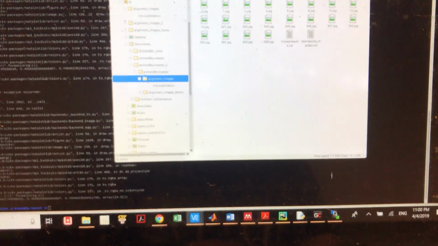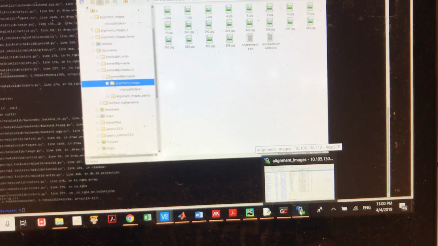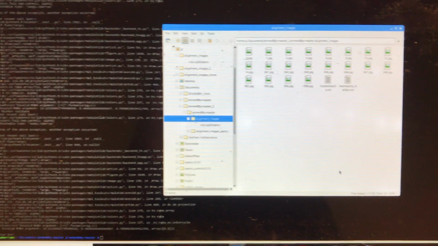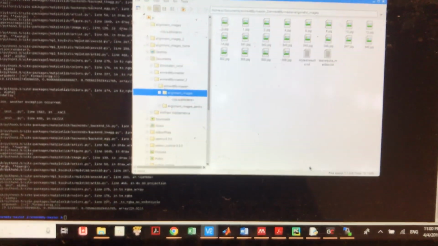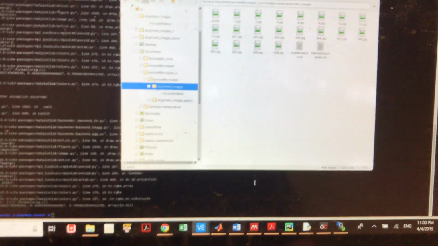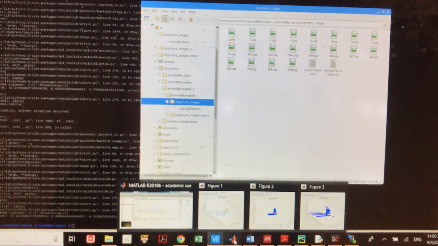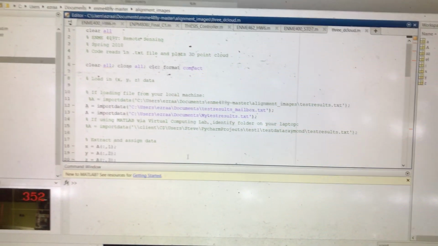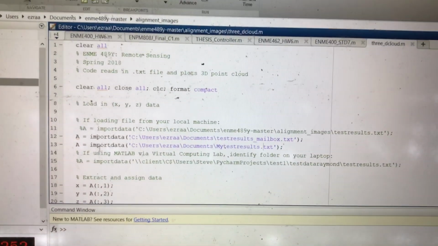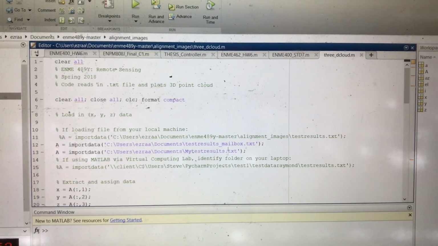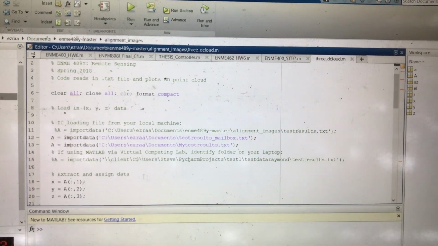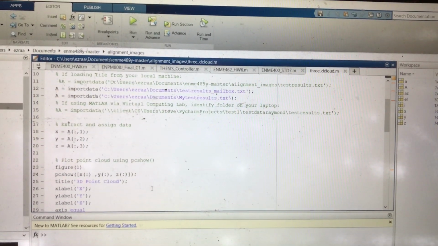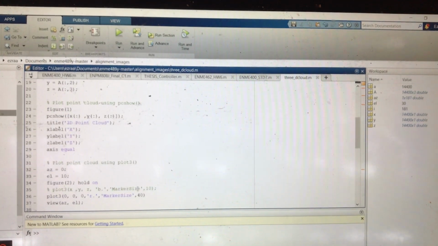Then what we did is we used WinSCP right here, which is a file transfer system that transfers the files from my Raspberry Pi to my computer, after which we then used a different MATLAB script that takes that information. Here you go, it takes that information, my test results, takes that information, divides the information into x, y, and z coordinates, and then plots them on a 3D point cloud.